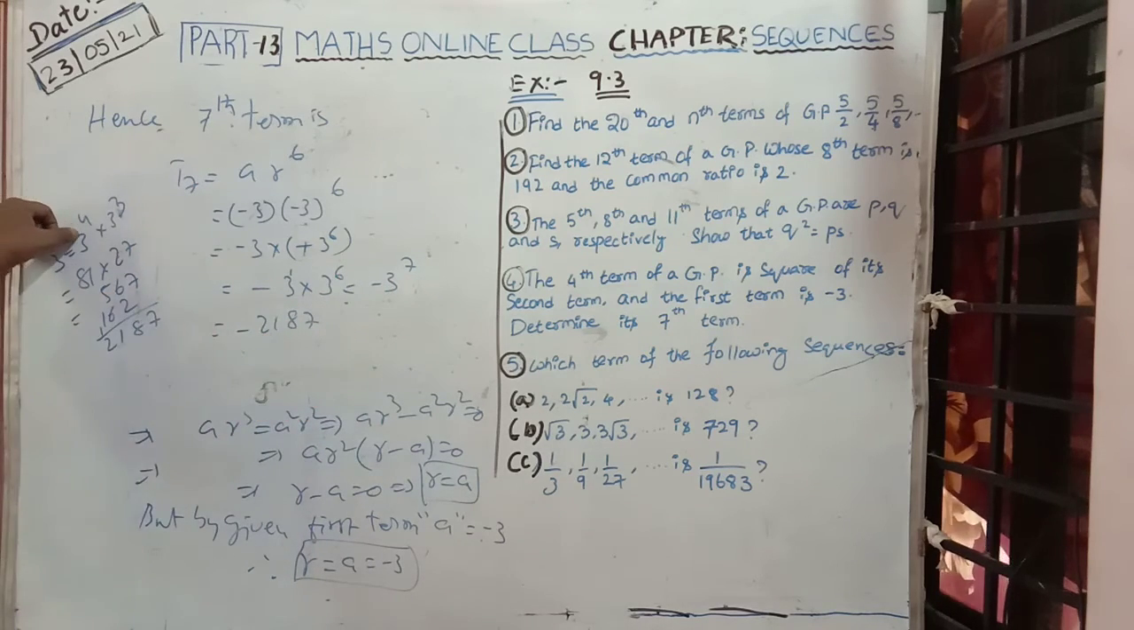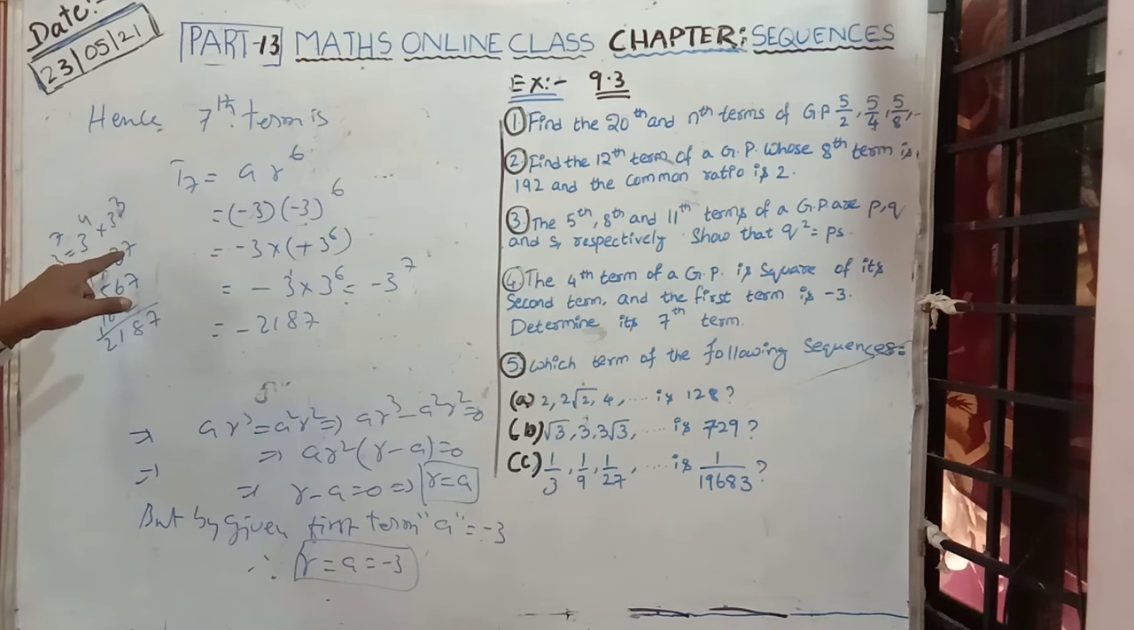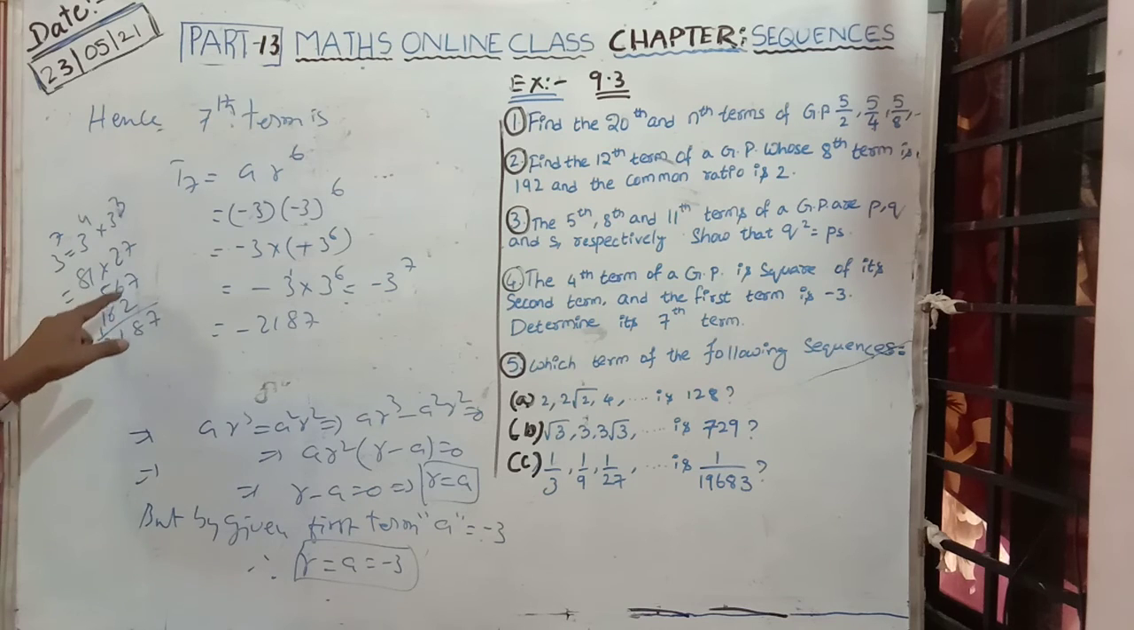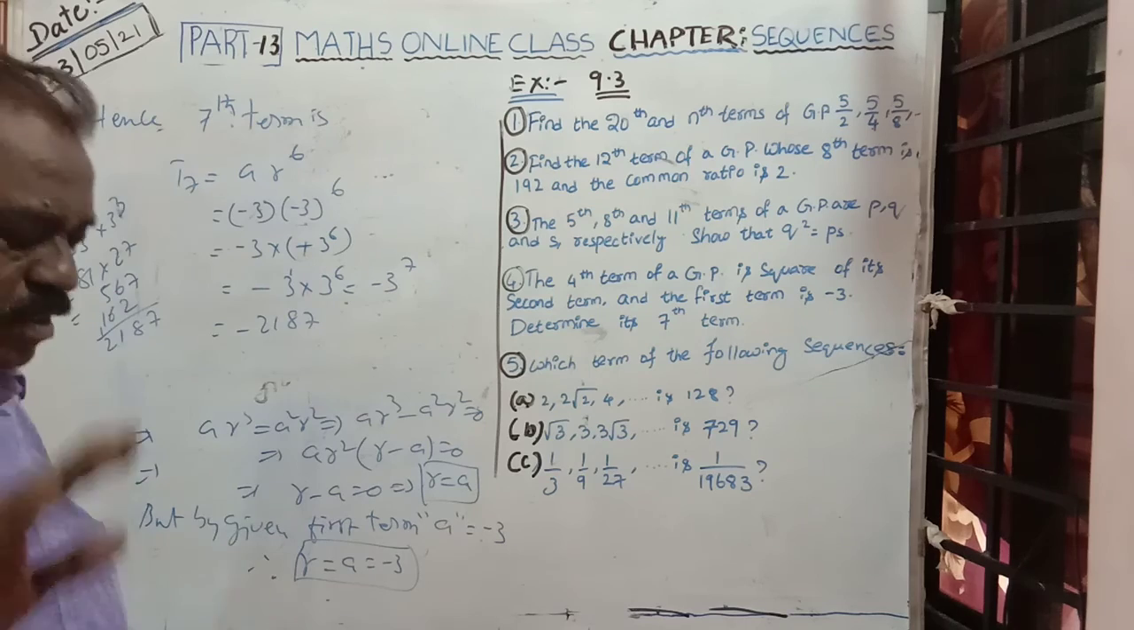3 power 7 is 3 power 4 into 3 cube, 4 plus 3 is 7. 3 cube, 3 into 3 is 9, 9 into 3 is 81. Okay, 7 into 7 is 56, 2 and 16, 7, 8, 11, 2. Okay? With minus. That is the important one. Okay? Is it clear? Okay? Just first.